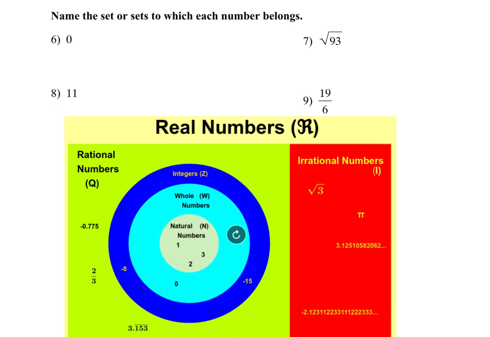So if I look at the number 0, what's the smallest set that fits into? Whole numbers. And so my whole numbers is my first set of numbers. But then I need to list all of the other ones that it's a part of. So it is a part of whole, but then it's also a part of integer. It's also a part of rational.